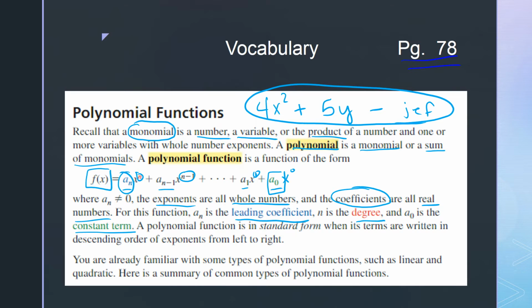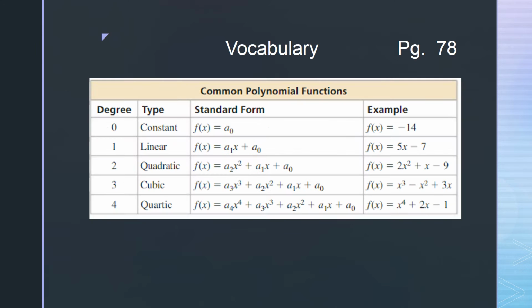Okay, and a polynomial is in standard form when its terms are written in descending order from left to right. So that'll be one of the first things you learn how to do. All right, so a couple of words you need to know, and I think you know most of these, like these are what the polynomials are called. So a constant would be just a number. So like, actually here's an example. F of x is negative 14. That is a constant function.